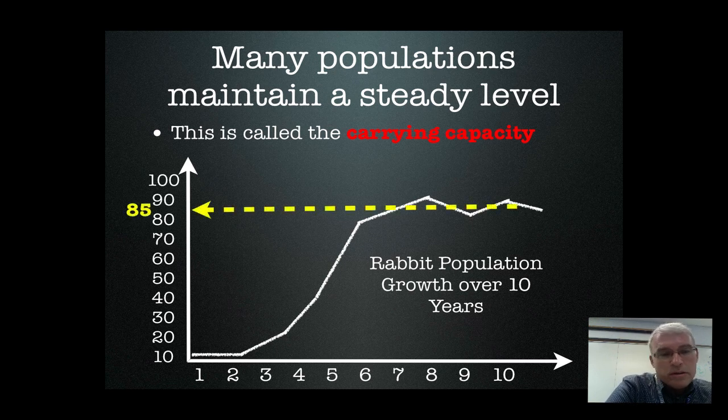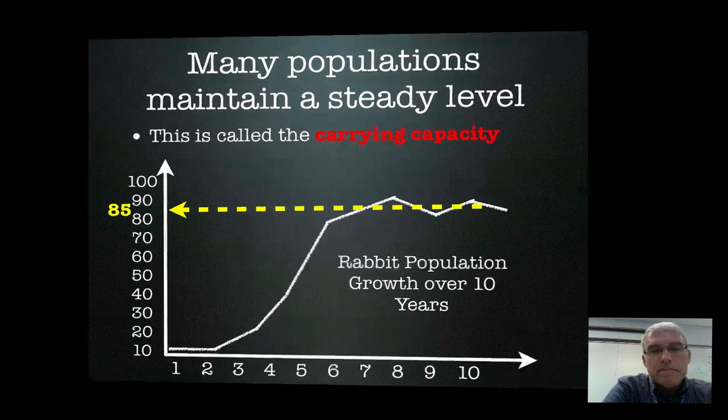So on this particular graph, the carrying capacity for this population in this ecosystem is about 85 rabbits. It goes up a little bit past that, it comes down a little bit below that, but over time, at least from about 7 years to about 10 years, it's maintaining an average of about 85 rabbits. That's what we mean by carrying capacity.